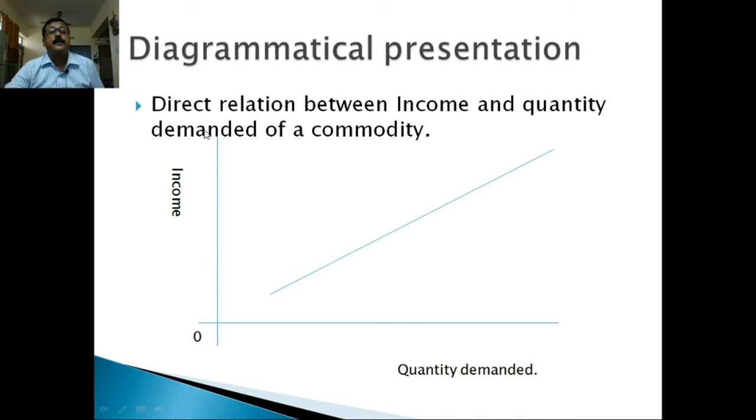We have a diagram which shows a direct relationship between the income and quantity demanded. Whenever there is an increase in the income, the quantity demanded will be more. At lower levels of income, the quantity demanded will be less. So as income increases, on y-axis we have taken up income. So whenever the income increases, we can see that the demand for the commodity will increase. The increase in income will always have an increase in the quantity demanded of that particular commodity.